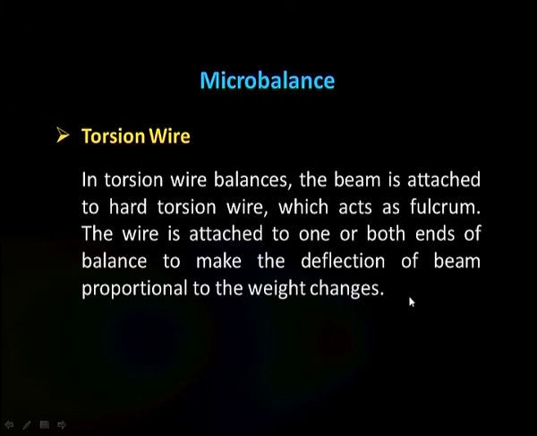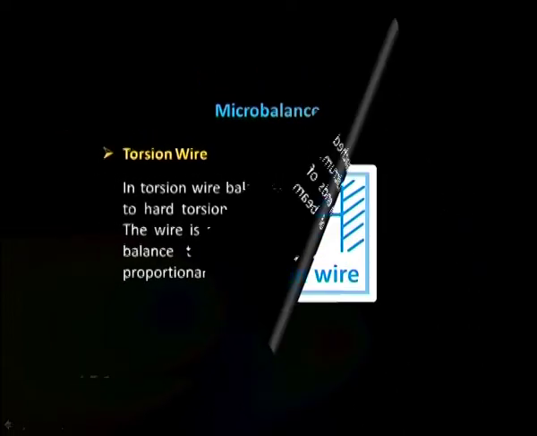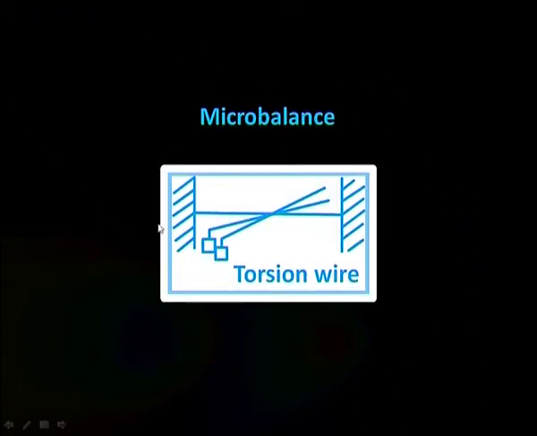In the torsion wire balances, the beam is attached to a hard torsion wire which acts as fulcrum, and the wire is attached to one or both ends of the balance to make the deflection of the beam proportional to the weight changes. This is the example. You can see here we have a torsion wire and it shows deflection whenever there is a change in weight.